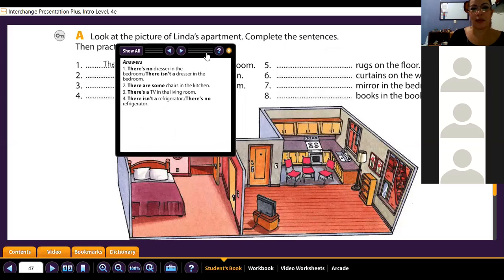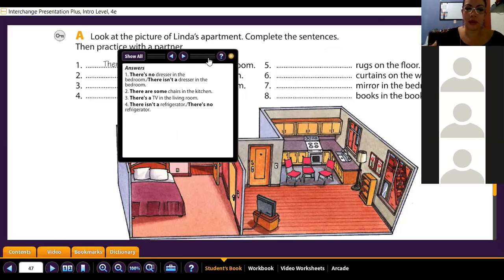Okay, number five, rugs on the floor. Do you remember rugs? ¿Qué era rugs? Tapete. Tapete o alfombras. It dice rugs on the floor. There aren't. No. Y podemos decir any o no. De cualquier forma, any o no. Aquí tienen las dos posibles. There aren't any rugs on the floor o there are no rugs on the floor. Excellent.